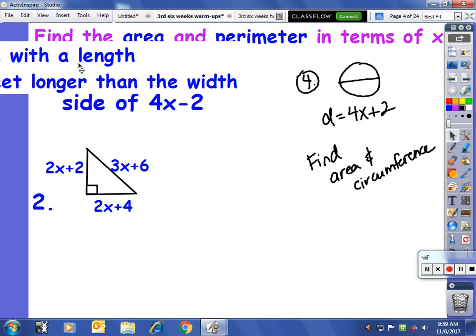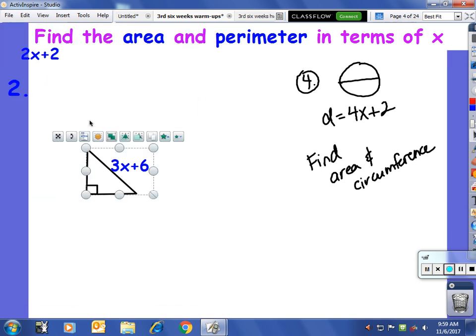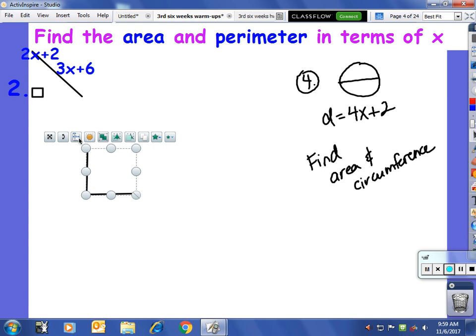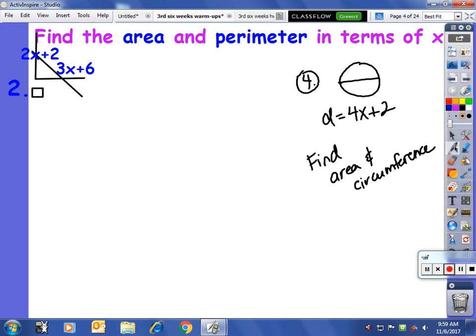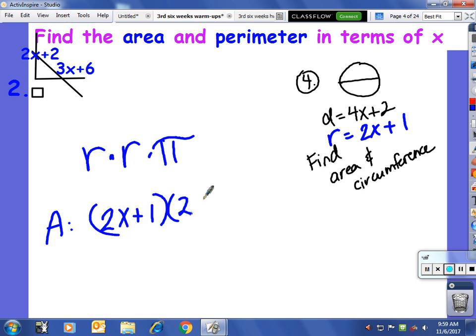Okay, and the very last one, the circle. You got to be careful with the pi business on this circle here. Area of a circle is radius times radius, and then don't forget you also need a pi. And I didn't even tell you the radius. I told you the diameter. So if the diameter is 4x plus 2, what's the radius? 2x plus 1. So for area, you're going to have to do 2x plus 1 times 2x plus 1, and then don't forget there's also got to be a pi in there.